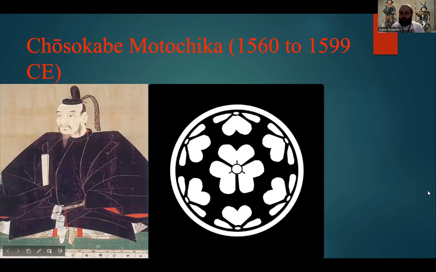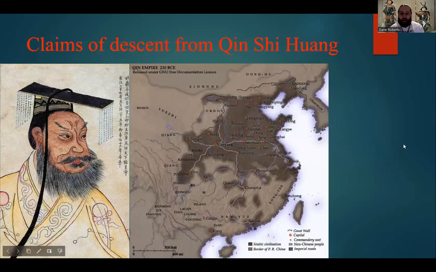Okay, so now we're going to move on to a different daimyo, and this is the daimyo Chosakabe Motochika, who ruled the Chosakabe clan from 1560 to 1599 CE. So the Chosakabe clan was a Japanese clan that resided on one of the coastal islands of Japan, and they believed themselves to be descendants of Qin Shi Huang of the Qin dynasty of China.